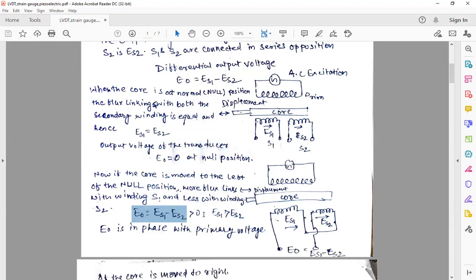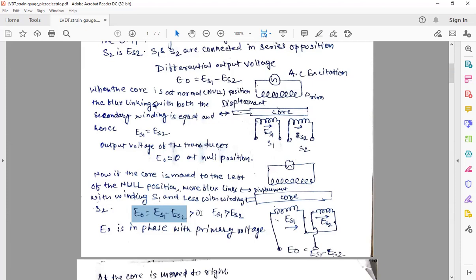Why is there a positive output voltage? ES1 is greater than ES2, sir. Why is ES1 greater than ES2? Because, sir, the core is left, so ES1 is greater. Sir, the flux induced in ES1 is more than in ES2. Yes, why did it happen? Because the transformer core is moved from the null point to the left.